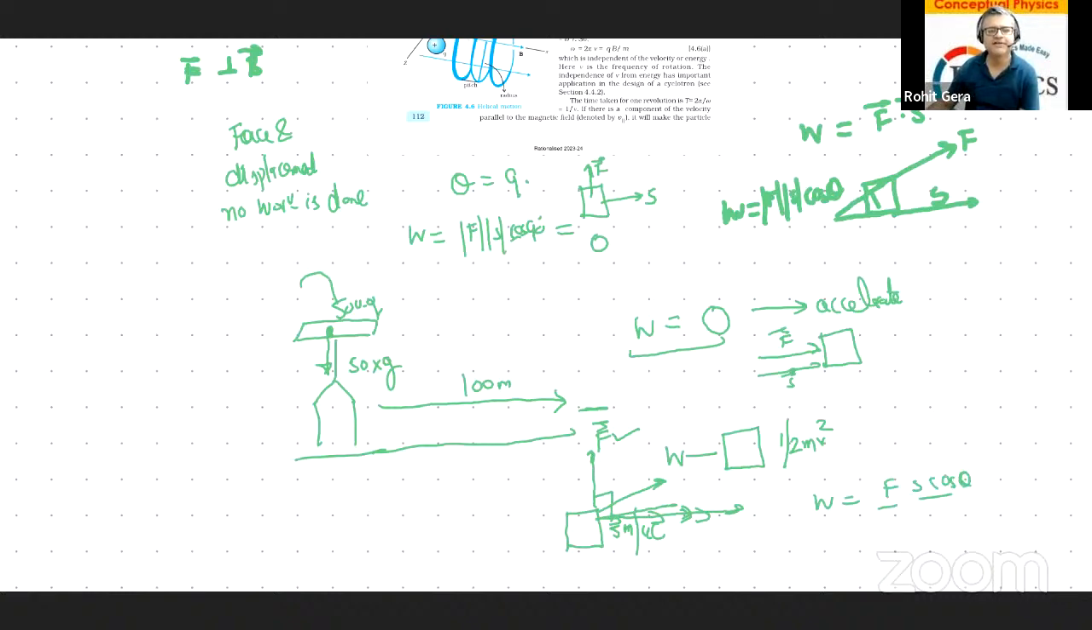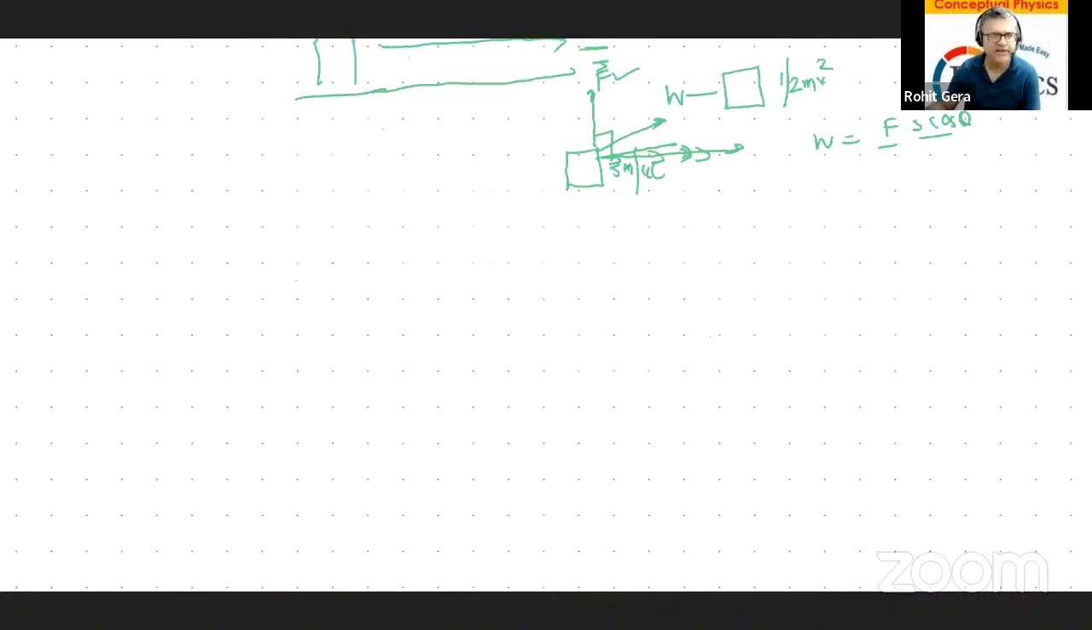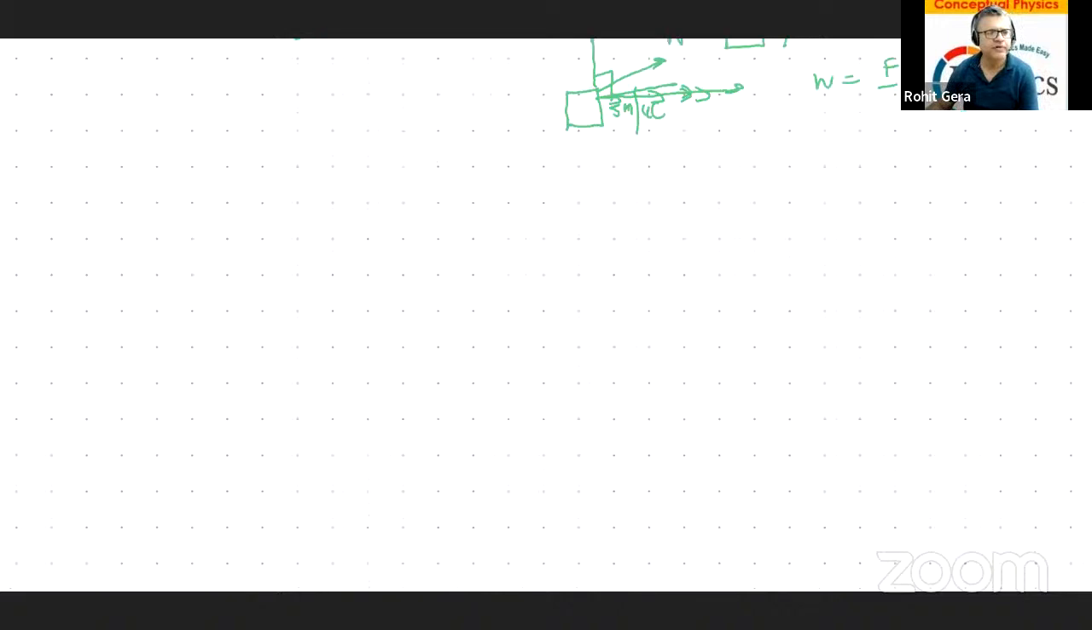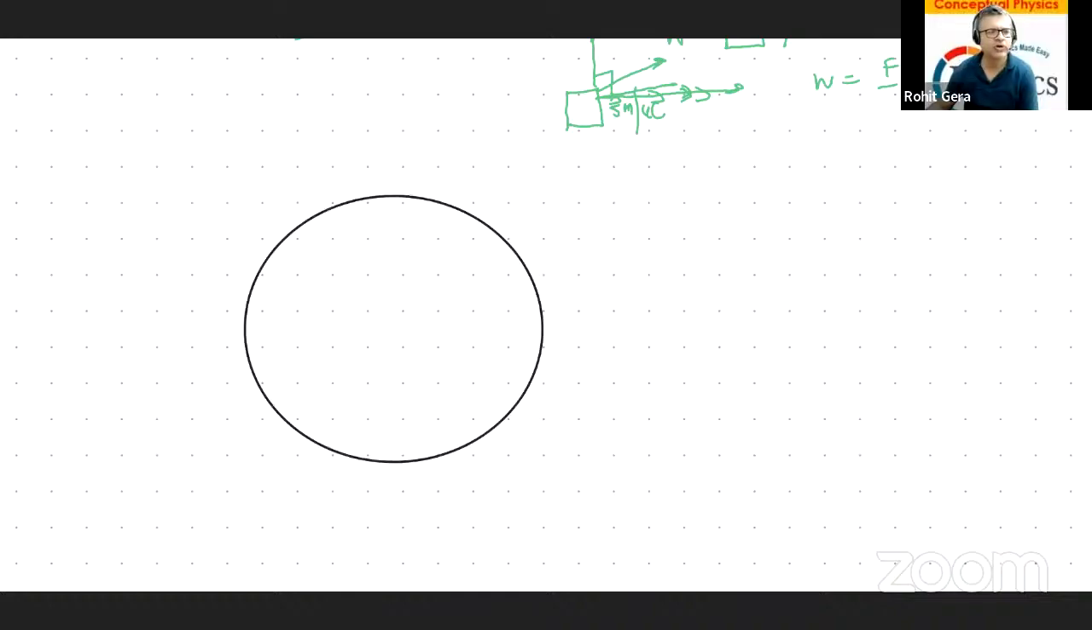Why are we studying this? Because if you notice the situation of a magnetic field where you have a situation like this, I've already drawn the trajectory of the charge. Let us see what happens when you project a charge. So let's assume these dots are the magnetic field, the dots on the paper.